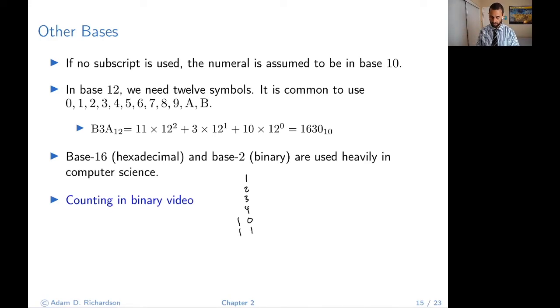One group of 5, 1, 1. One group of 5, 2 ones. One group of 5, 3 ones. One group of 5, 4 ones. Now we're going to get another group of 5 if we add another 1. So it'll be 2, 0.